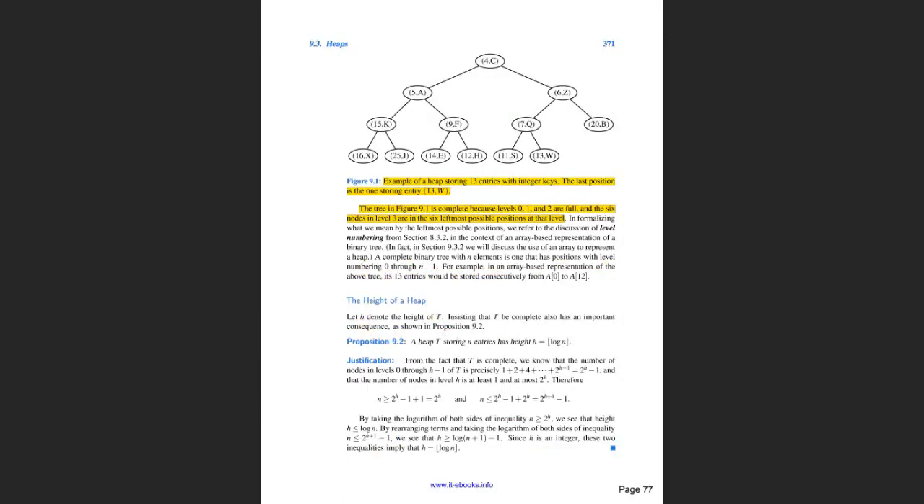Then there is a method for how to make a heap. For example, a heap storing 13 entries. The last position is 13W. Why do we put it here? Suppose there was no element here. If you add any node, you will add it here. Why? Because if you do not add it here, this will not be a complete binary tree, and if it is not a complete binary tree, you cannot make it a heap. So you will add 13W here.